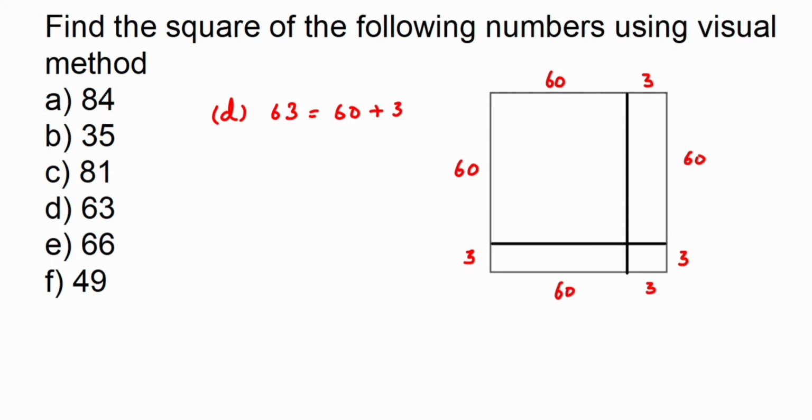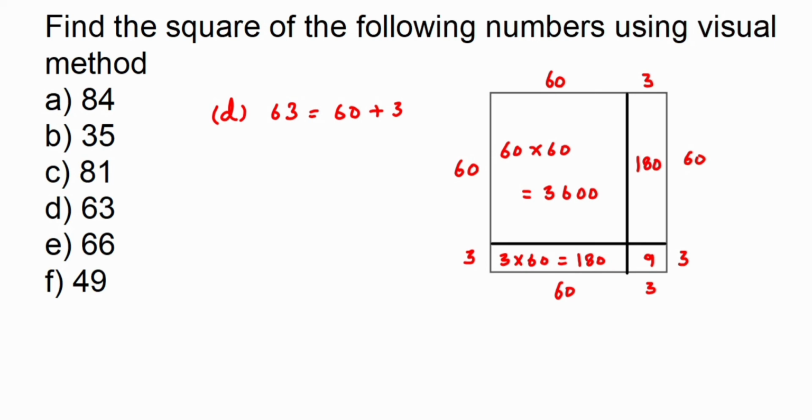So 60 into 60 is going to give us 3600, and then 3 into 60 will be nothing but 180, and 3 into 3 will be nothing but 9. I'm going to just write down 9 here because I have less space. 3 times 3 is 9, and then we have 3 into 60 which is 180 again. So I'm just writing 180 directly here.